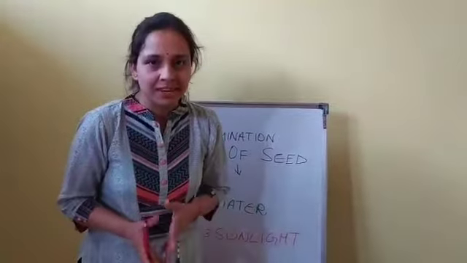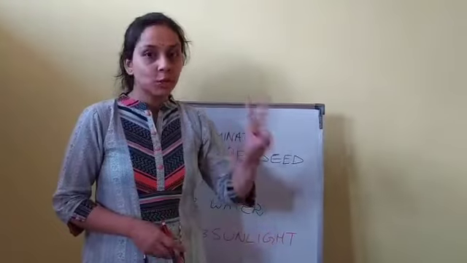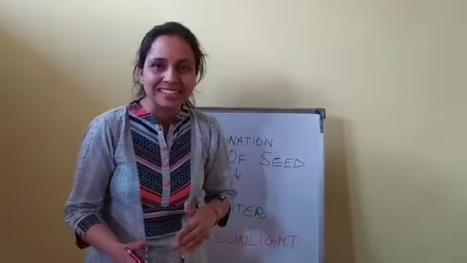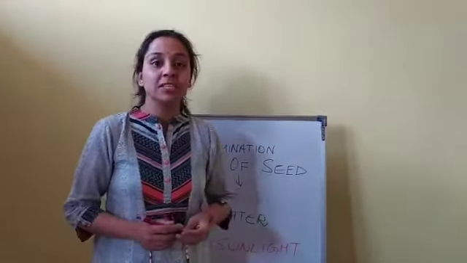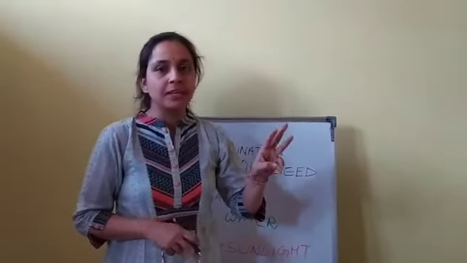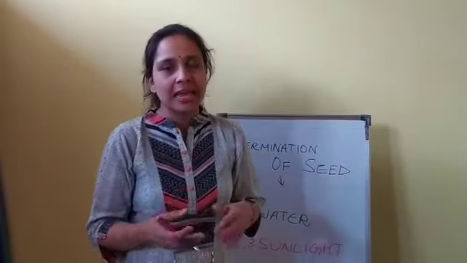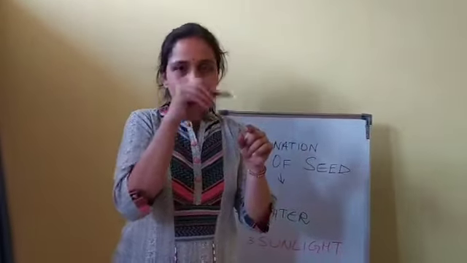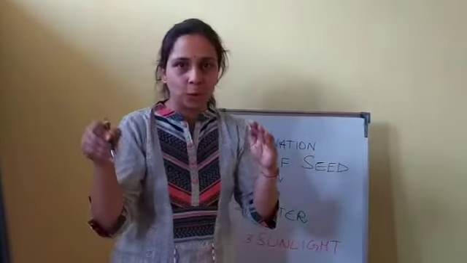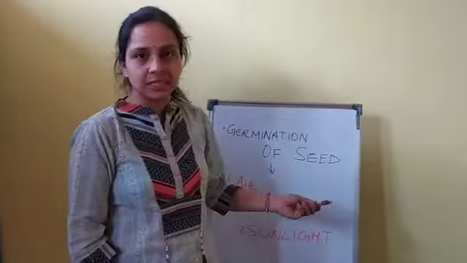Welcome students again in our second video of science of class 5th, chapter 2, that is Growing Plants. In the earlier video we had discussed the structure of the seeds, which mainly consists of three parts. The outer one is called the seed coat, the inner one the cotyledons, and the thing which is present between the cotyledons is the embryo. Today we will discuss the germination of the seeds.